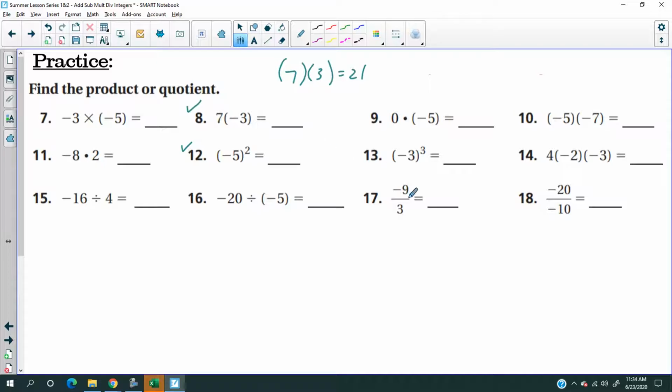I'm just double checking here. And this bar here means what? Yeah, division, right? Okay, all right. Let's try these 2, and then I'll give you some time to practice the rest on your own.